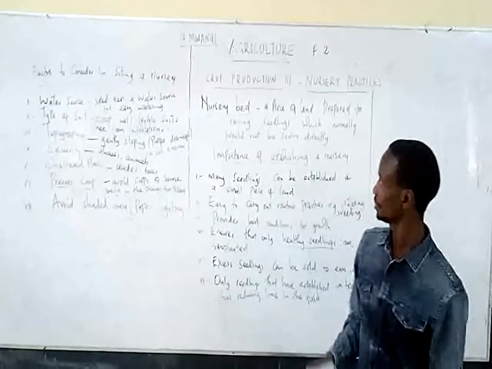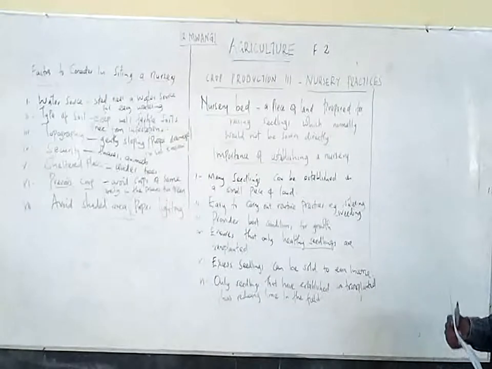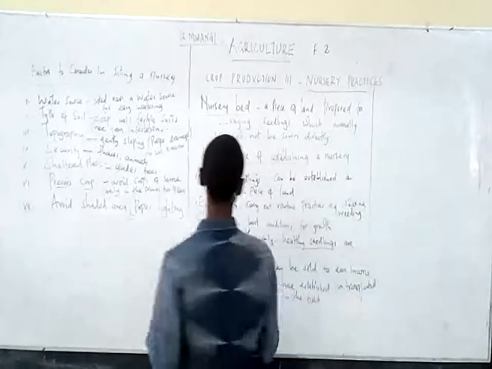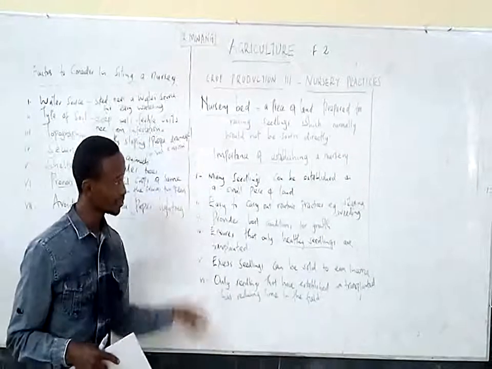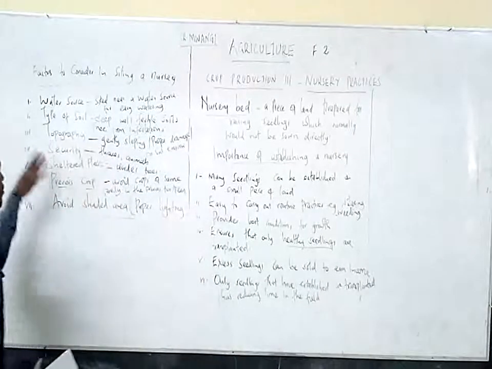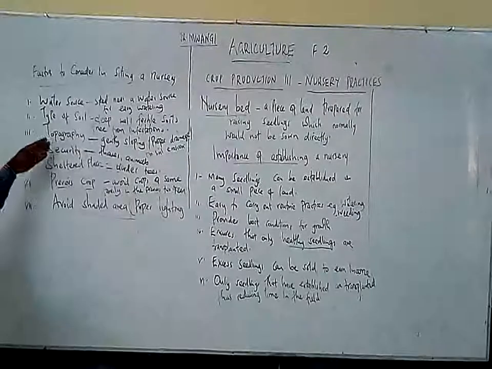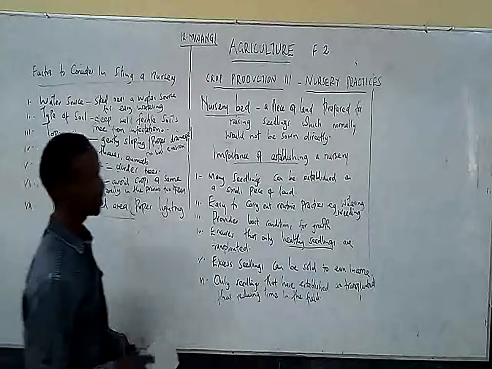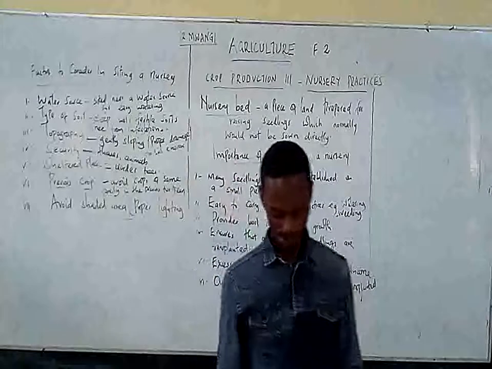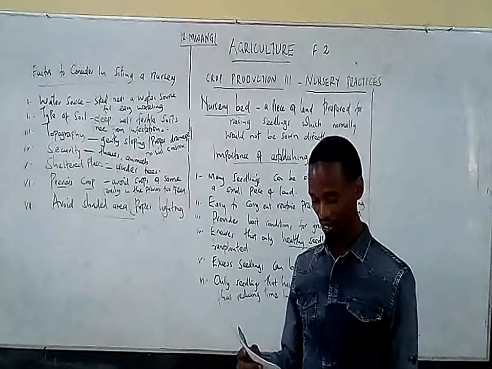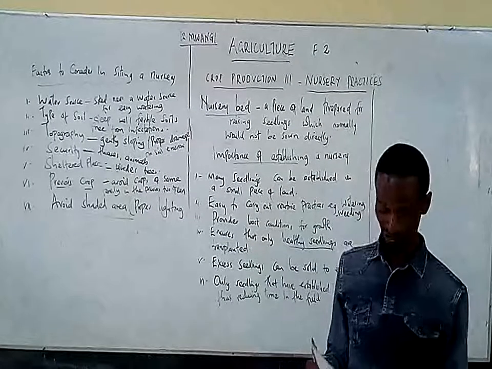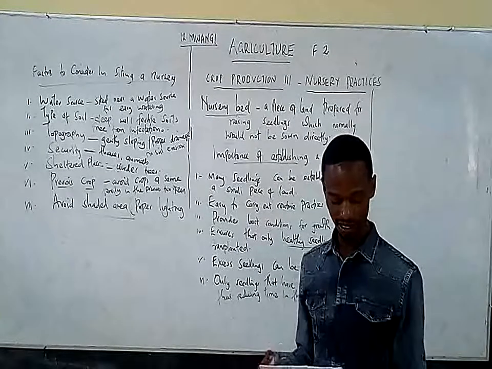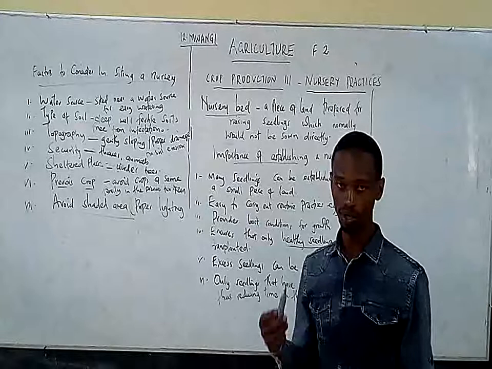So up to that bit, dear learner, I hope now at least you can define what a nursery is. You can highlight the importance of a nursery and the factors to consider in siting a nursery. So up to that point, I hope you have learned something. So next time we will continue looking at the different categories of nurseries, which are vegetable crop nursery, tree nursery, and vegetative propagation unit.